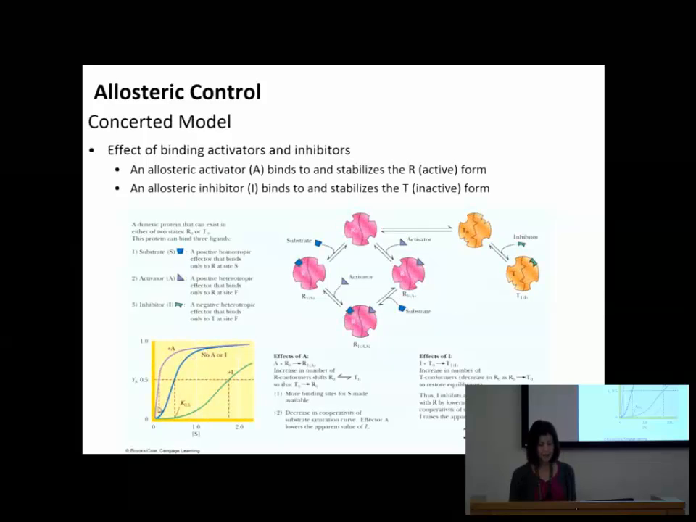If I add in an activator, what is it doing? It's taking that hard binding out. It's moving this equilibrium so that the taut is making more relaxed until we have only relaxed, and then you see the hard binding is gone.